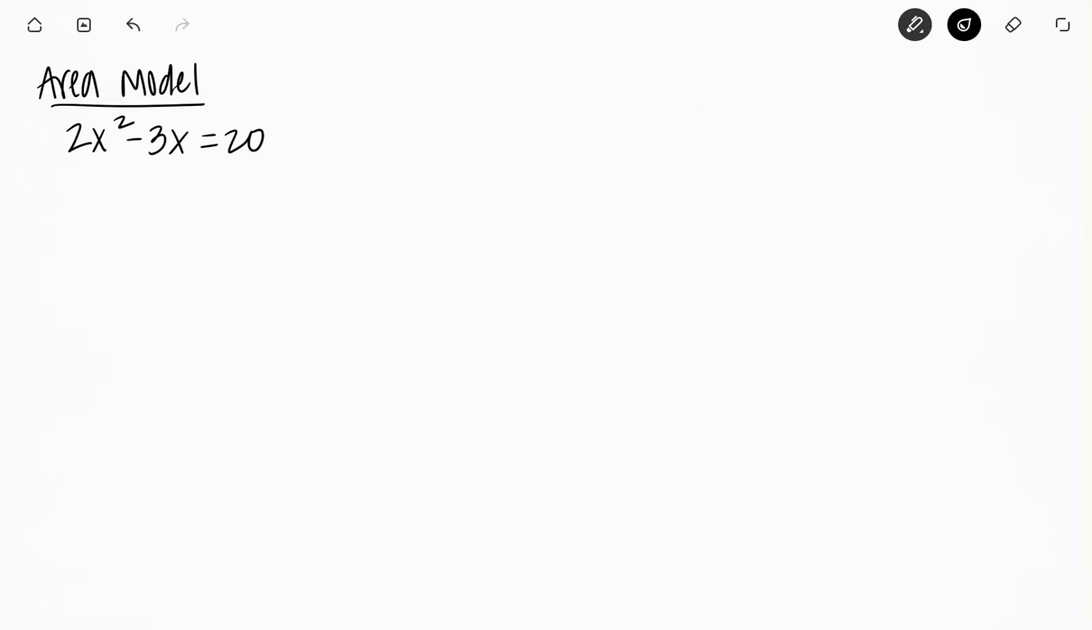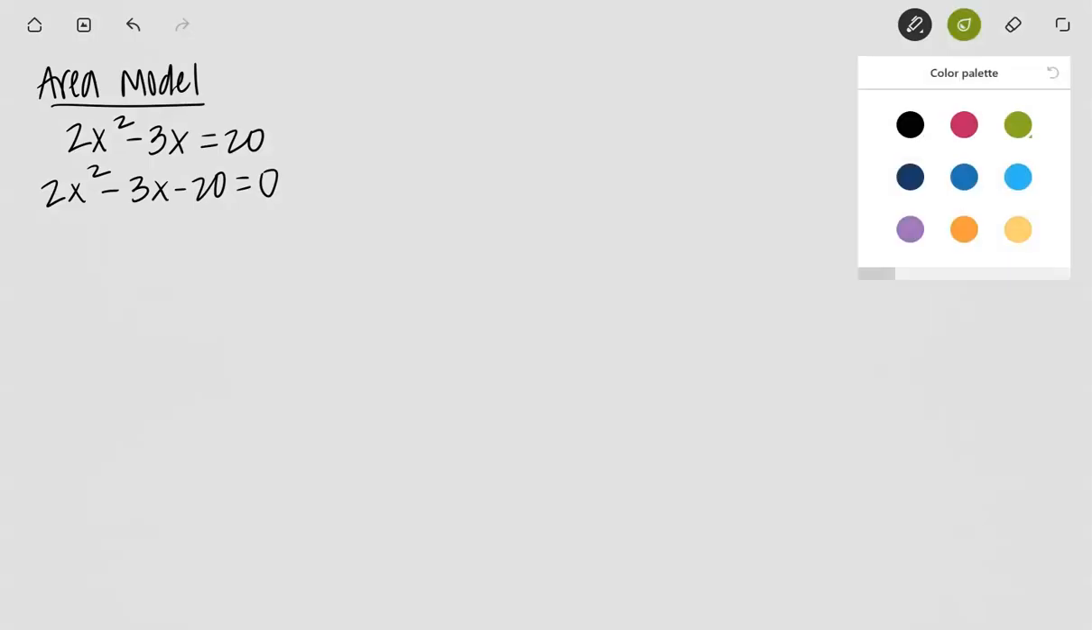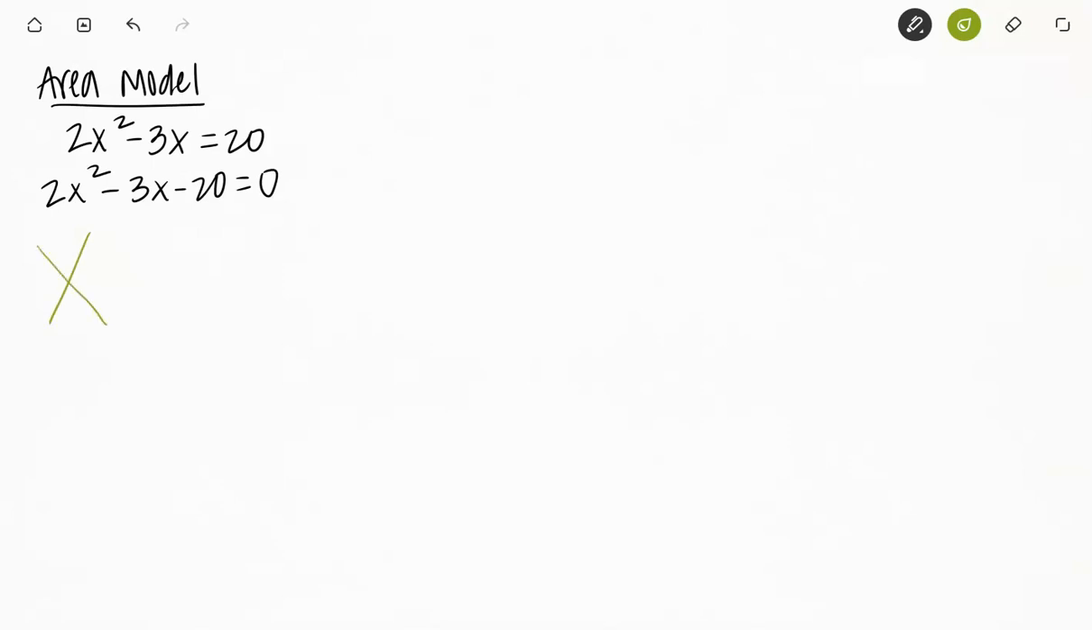I'm going to work through one and then I'm going to put one on the side in a second to make sure that you can work through it solo. With this, I am going to move the 20 over because we are solving. With the area model, if you go with the method of your A times C, 2 times a negative 20 gives us negative 40.